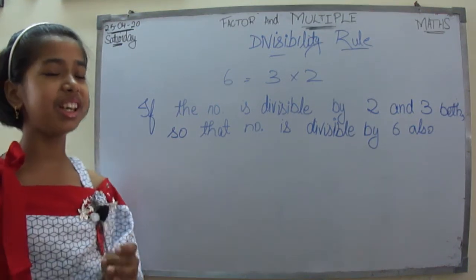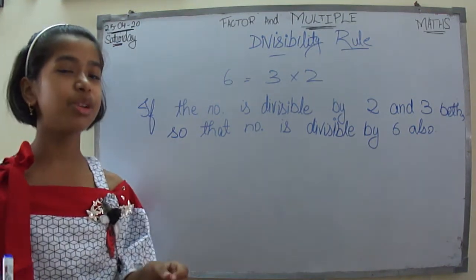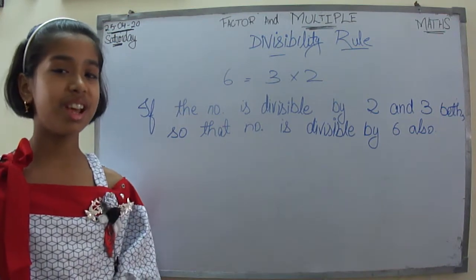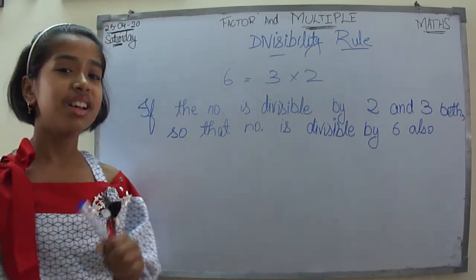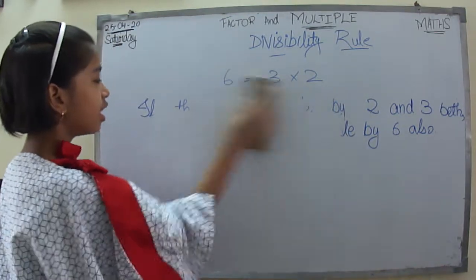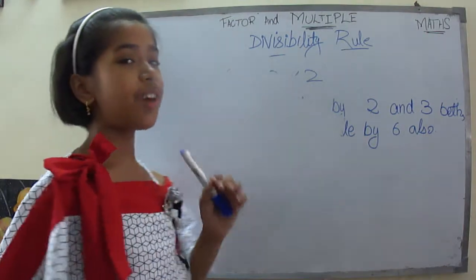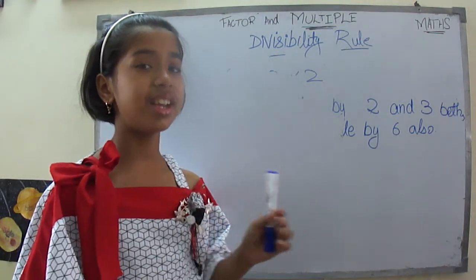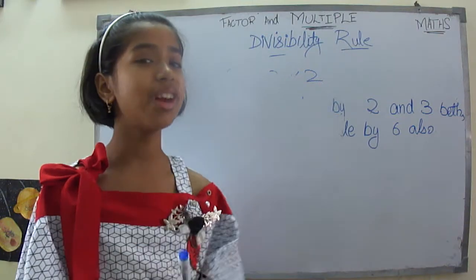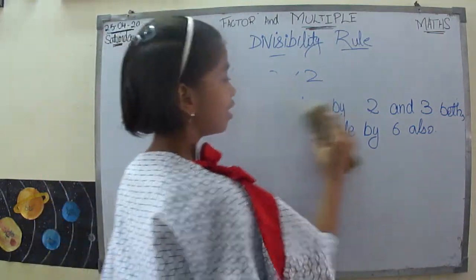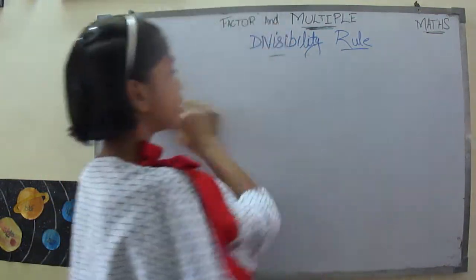Let's move on to the 8. We will not do the 7 because it is a little difficult. So, in the 8, you will find two ways of checking whether a number is divisible by 8 or not. Let me tell you, the first way and the second way.